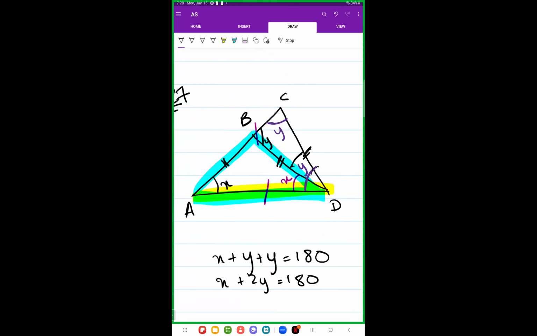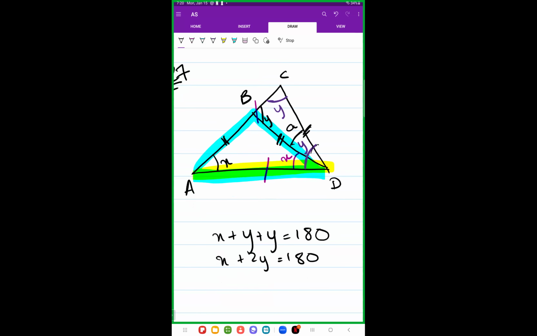All right. So this is y. This is y, and this, for example, let's say this is a, and this is x. This is x.